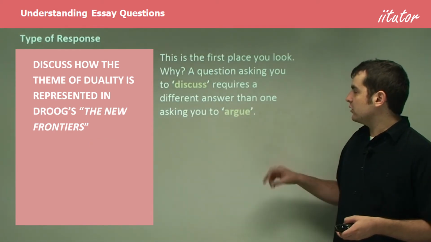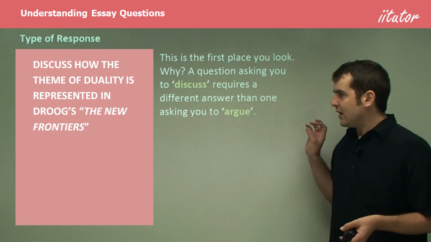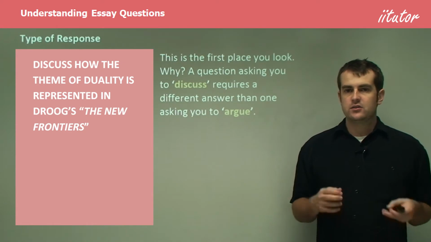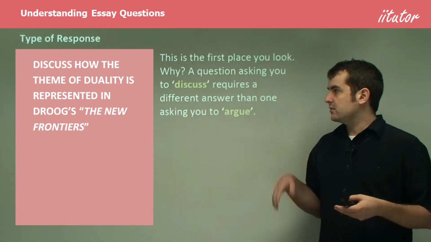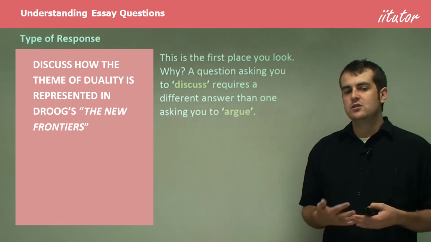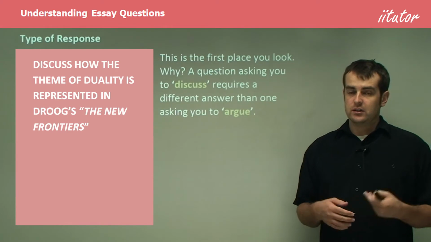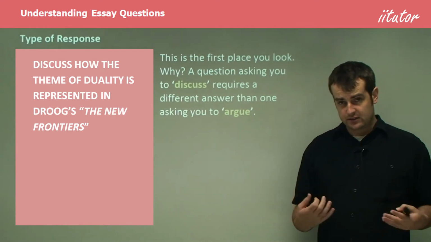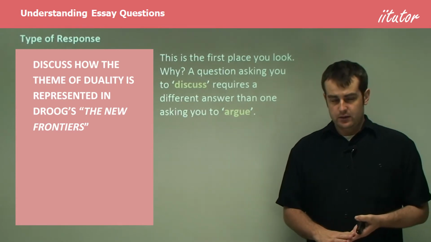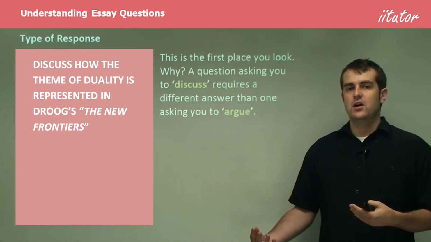It's the first place you look, and the reason is that a discussion question is very different from one asking you to argue. So immediately it's instructing you how you should be answering the question. A discussion question will ask you to create a balanced interpretation and construct an argument that way. Whereas an argument, as that keyword suggests, is asking you to come up with a one-sided interpretation that is completely airtight and is dismissive of the other side.